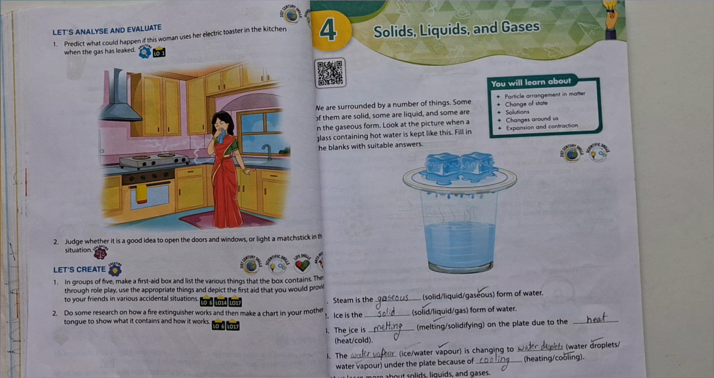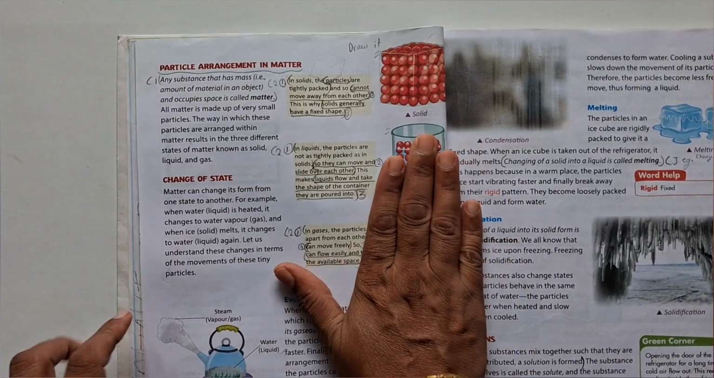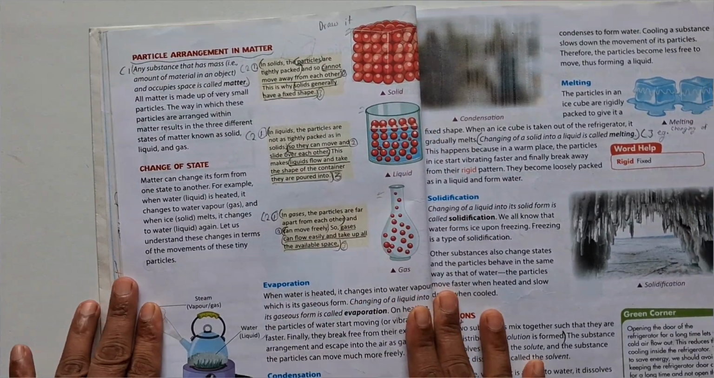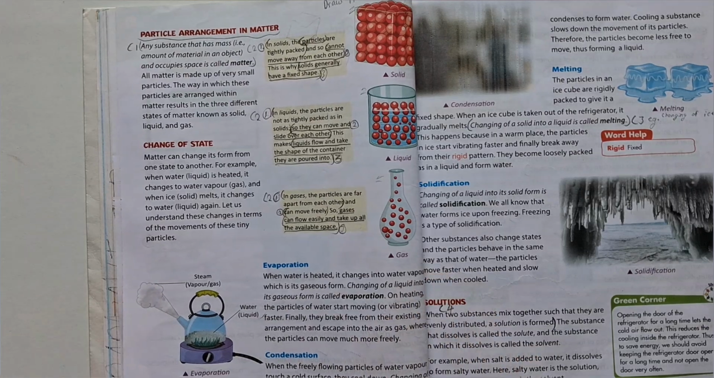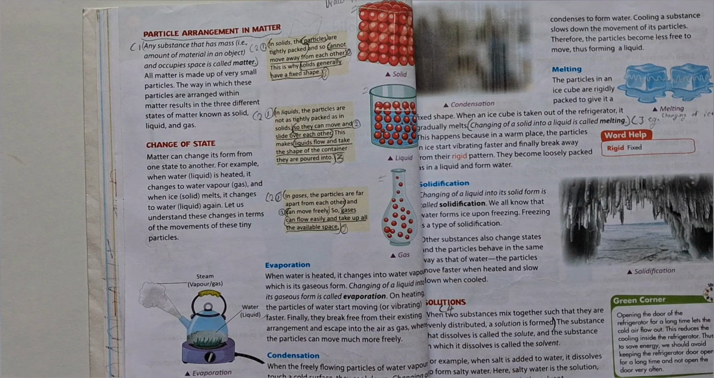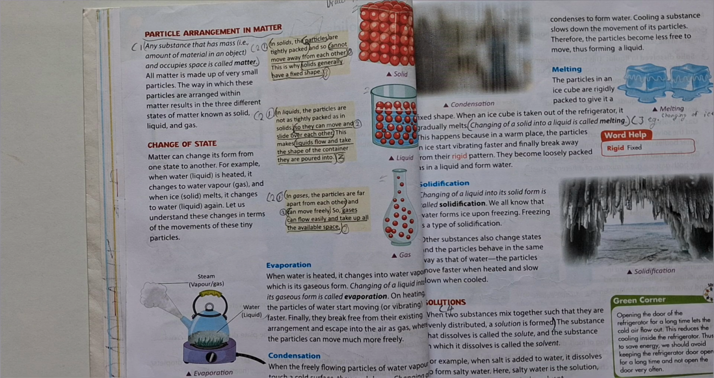Let us learn more about solids, liquids and gases. First, our topic: particle arrangement in matter. Any substance that has mass, for example the amount of material in an object, and occupies space is called matter. What is matter? Your answer is here. All matter is made up of very small particles.